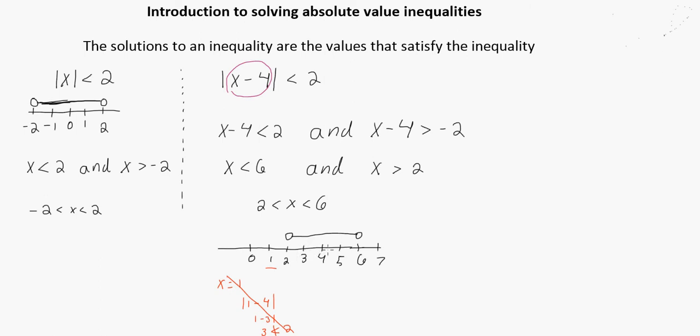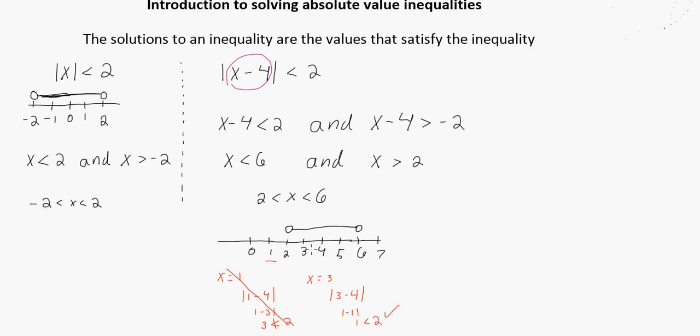The solution should be between 2 and 6. Let's pick a random number in here like 3 and verify that it works. Let's make x equal to 3. So I have the absolute value of 3 minus 4. 3 minus 4 is negative 1. So I have the absolute value of negative 1, which is of course less than 2. So 3 is a solution. So this is just an introduction to solving absolute value inequalities. In the next video, we'll look at how this applies to greater than, using the greater than symbol.